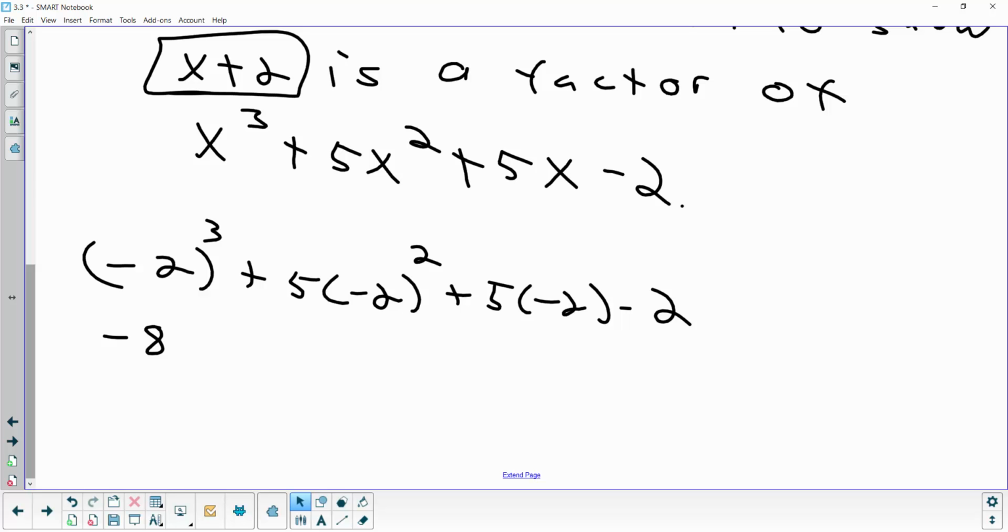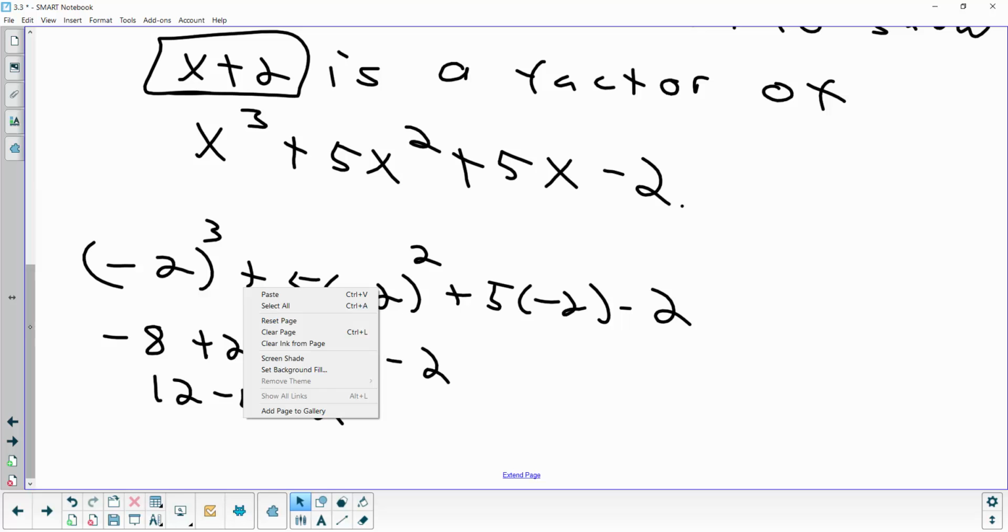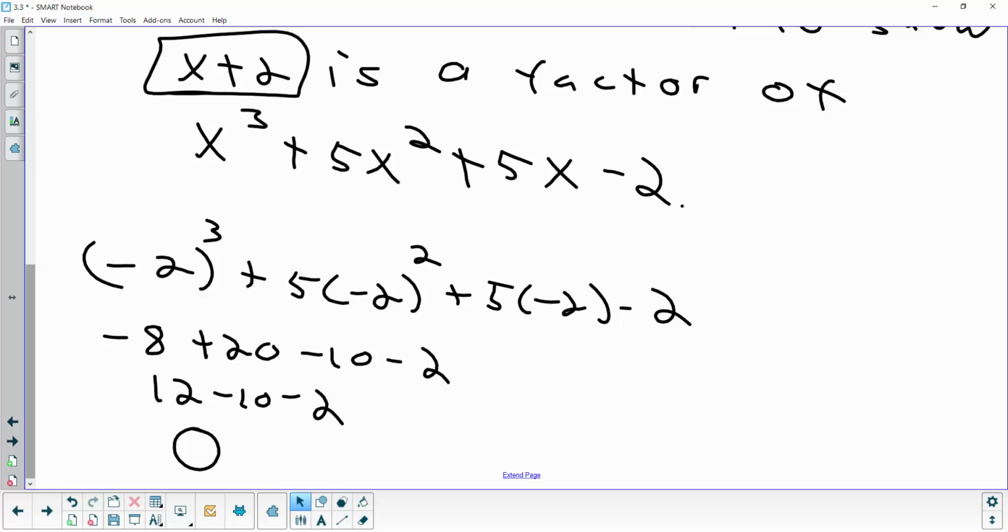Francesca, what's negative 2 squared? Positive 4. Times 5? 20. Matt, 5 times negative 2? Negative 10. Minus 2. Negative 8 plus 20 gives me 12. And Abigail, 12 minus 10? 2. Minus 2? 0. So what's the remainder when I divide x plus 2 into that cubic? Yeah, it would be 0. I get a remainder of 0.